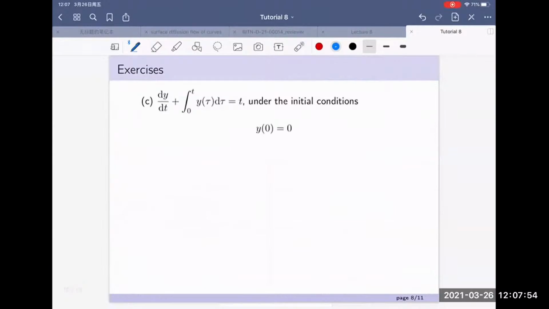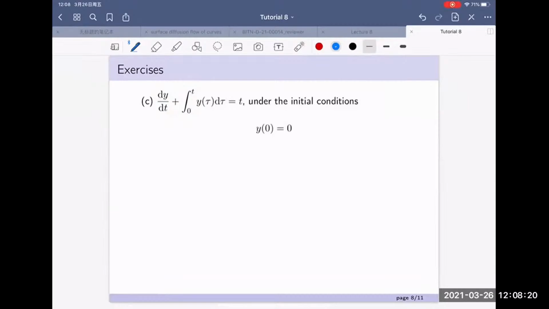Okay. So let's focus on the next question about a new type of equation that you haven't learned in previous lectures. It's called a differential integral equation. It contains both derivative and integral. We haven't learned how to solve this type of equation before, but in this lecture, you know that it can be solved by Laplace transform.